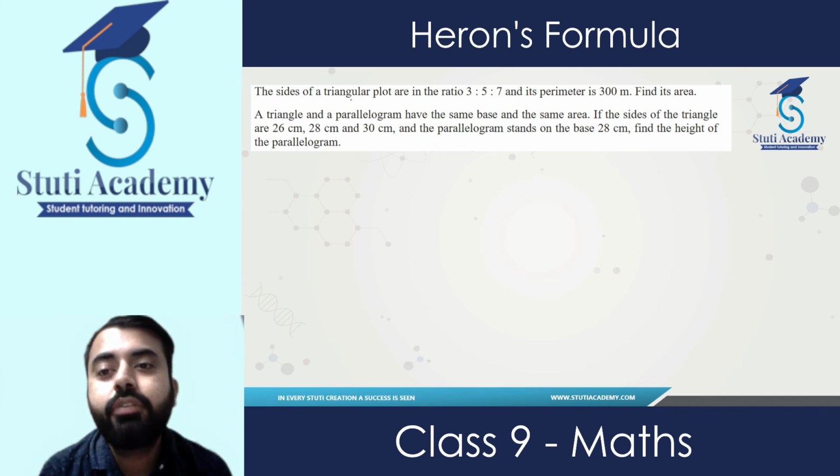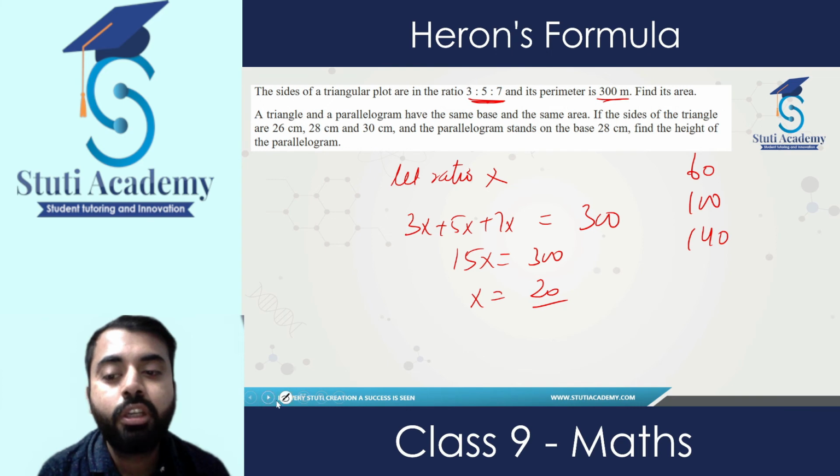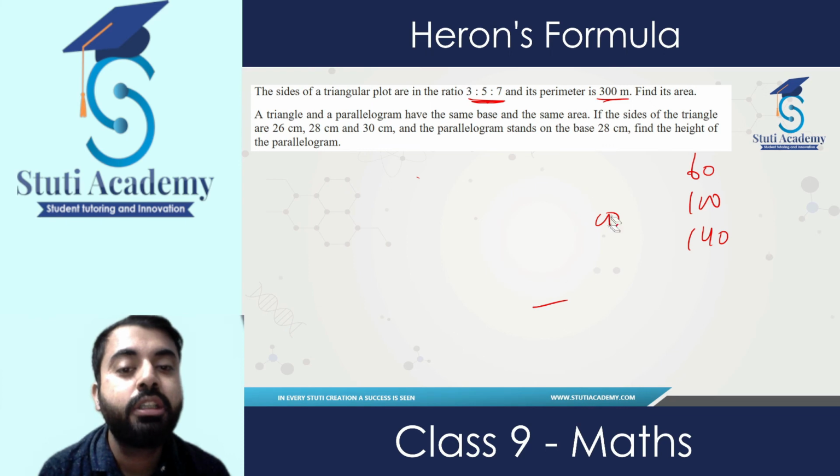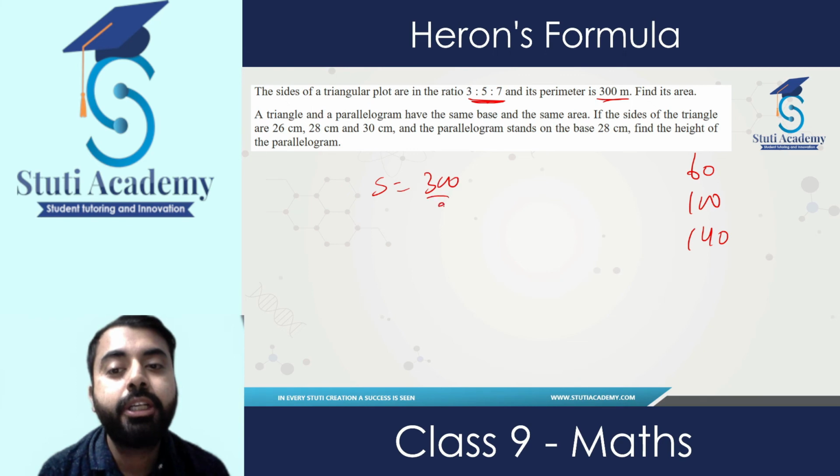The sides of a triangular plot are in the ratio 3 is to 5 is to 7 and its perimeter is 300. Find its area. The ratio gives 3x plus 5x plus 7x equals 300. That means 10x is 300. x is what? 20. Sides are 60, 100, 140. Understood? I have to find s. S is the perimeter divided by 2, so 300 by 2. It is what? 150.